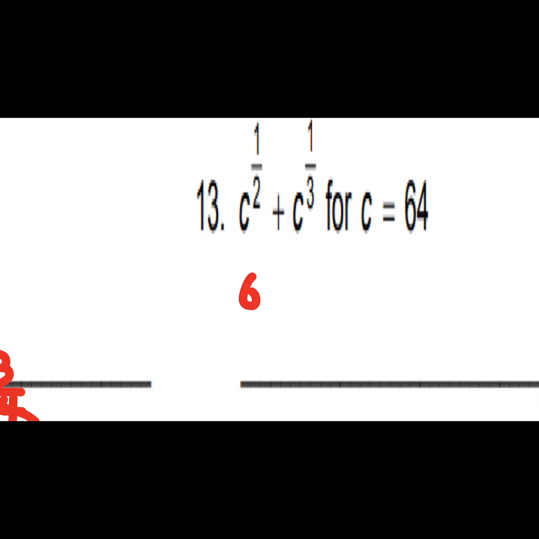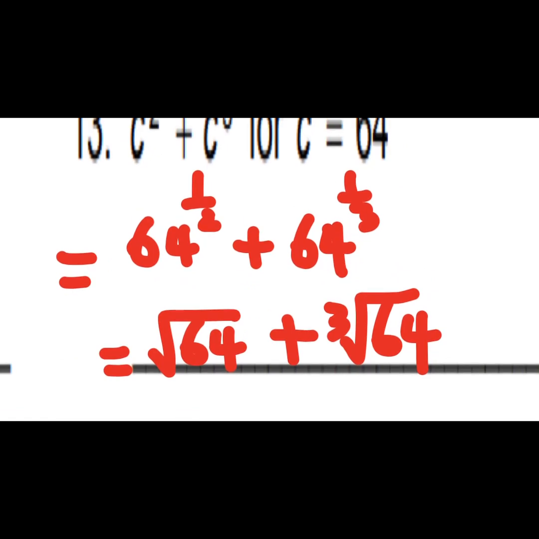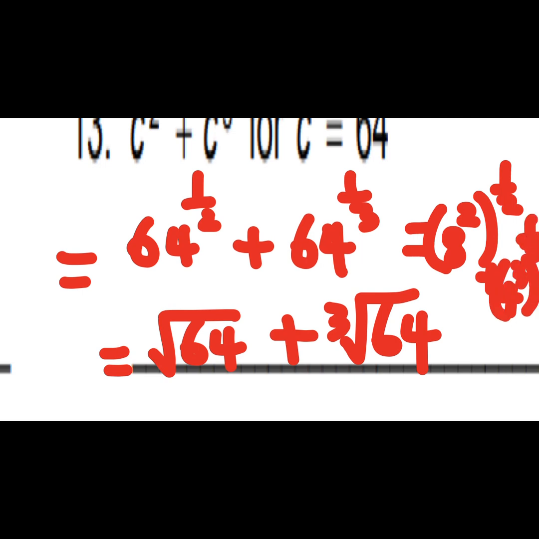Number 13, again, we're substituting 64 for C, so we're going to do that first. And so that will give us basically the square root of 64 plus the cube root of 64. And if you do not want to use radicals, you can also rewrite it as the base power of 2, or you can rewrite it as 8 squared to the 1/2 power, and then 4 cubed to the 1/3 power. So that would be the rational form. But either way is fine.